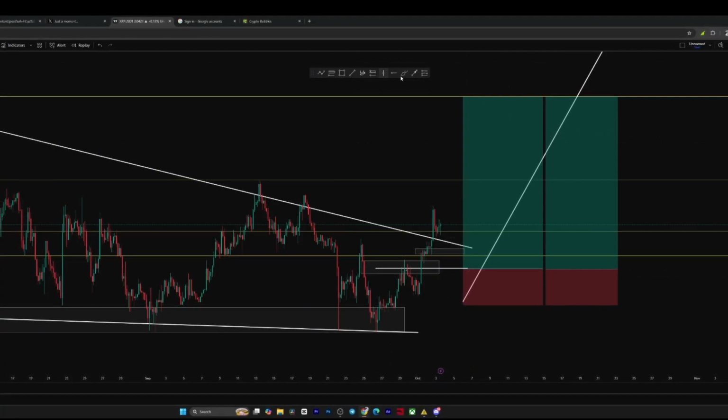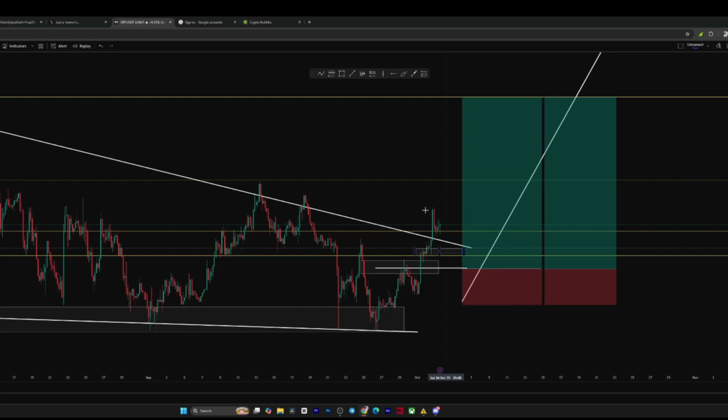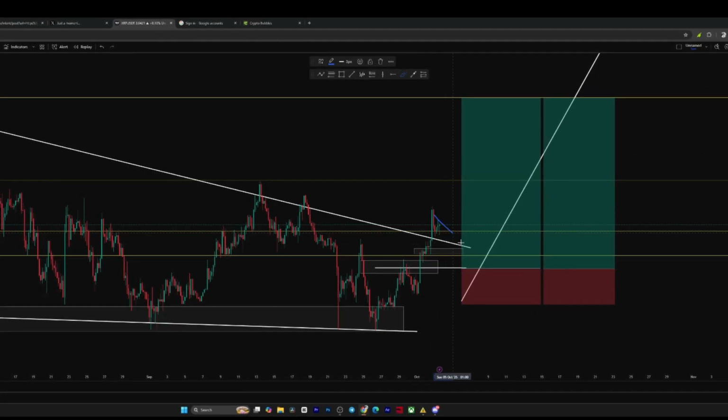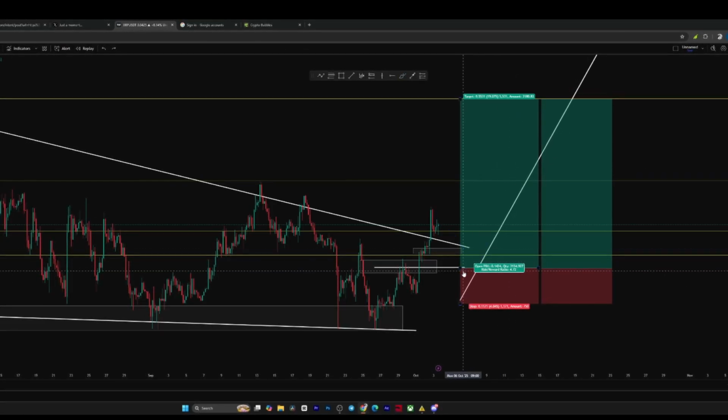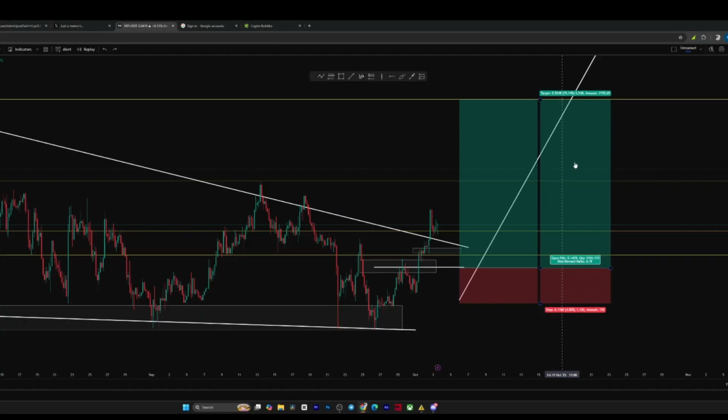By the way, this is going to be one entry. What we could be expecting is for price to come down to here and then buy off. That's one entry. Now I'm going to show you guys the second entry. As we can see, it's already been placed here.